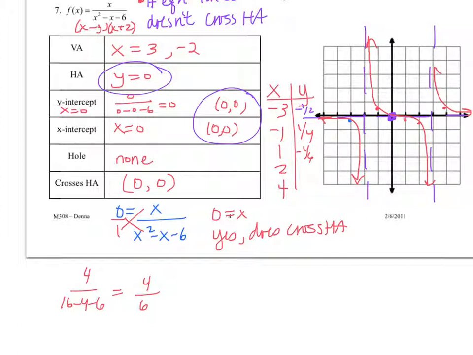Since the only point where my graph is allowed to cross the horizontal asymptote is right there, that's the only point where we're allowed to cross the asymptote, then I know over here and over here that the graph is stuck above the axis. It is caged in there and it cannot go beyond.